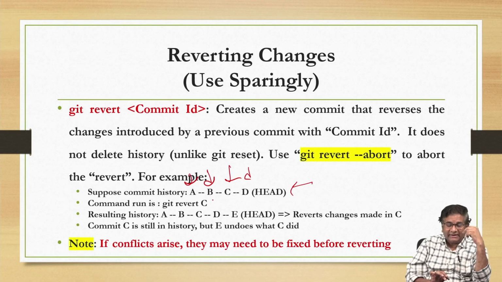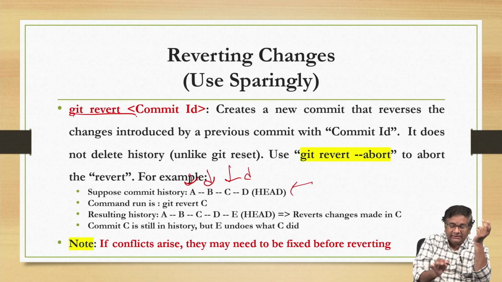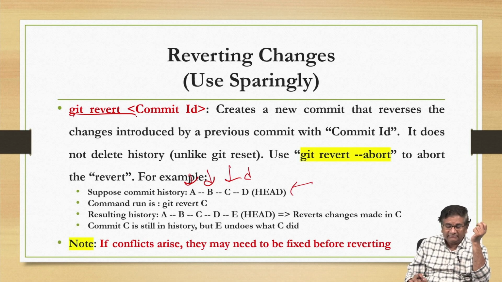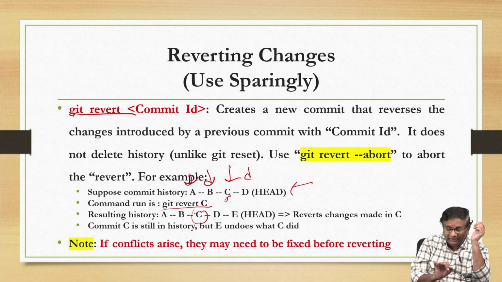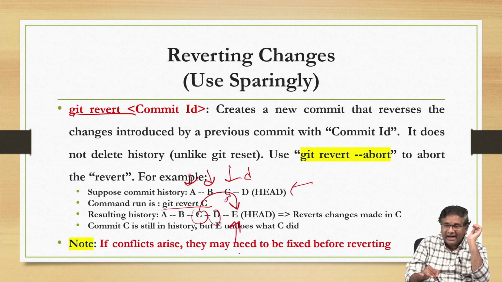So there are two ways I can do it. One is reverting changes, using the git revert command. The way it works is when you say git revert C, it won't delete C actually. It will keep C, it will keep D, but it will make a copy of C and call it E. That means it will make another commit with what is there in C. So D is kind of ignored in between, but it is still there. Its history is still there.